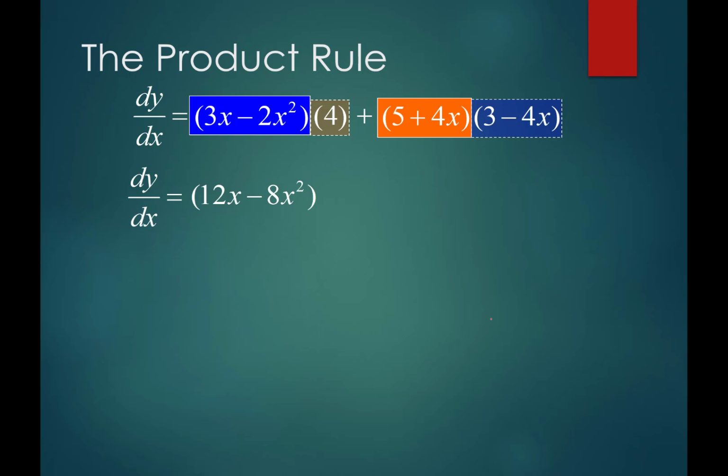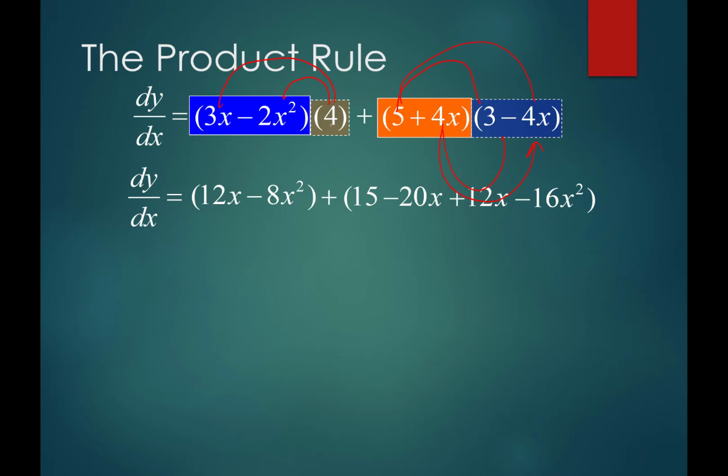Now, once I do this, I'm going to have to simplify. To simplify here, I'm going to multiply 5 times everything, and then I'm going to multiply 4x times everything. So very importantly, in terms of how to expand that. Once I expand that, I'm going to get 15 minus 20x plus 12x minus 16x.